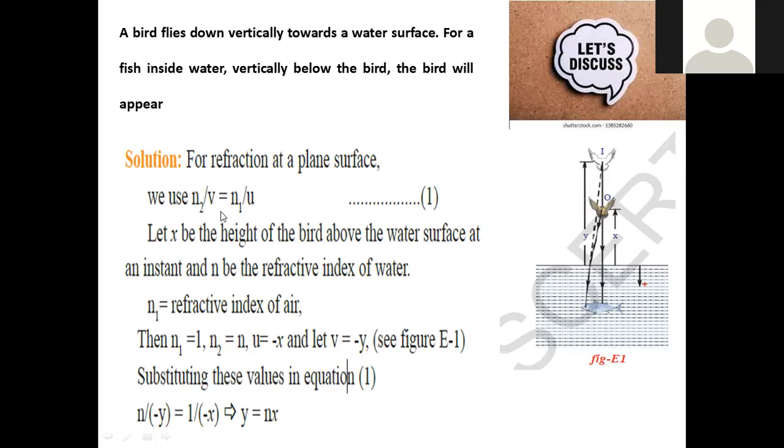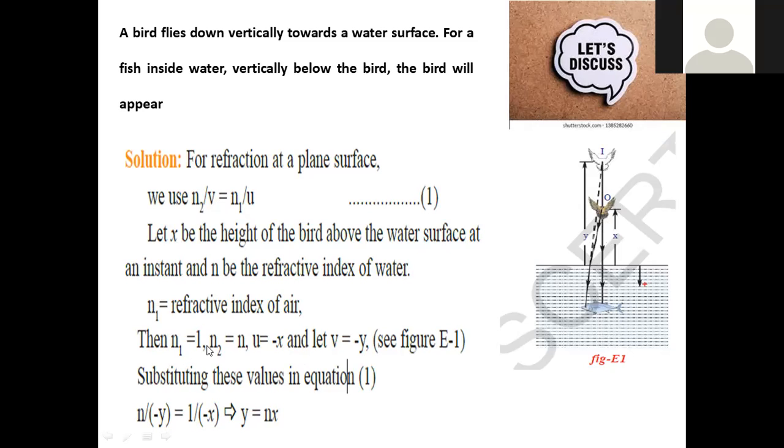Just now we derived the equation n2 by v is equal to n1 by u. This is the equation for a plane surface, right? Let us introduce x. x is nothing but the height of the bird from the fish, the exact distance between the fish and the object. Here, what is the object? Bird is the object. So fish to bird, the distance is taken as x, and fish to image, the apparent image distance, is taken as y, right?